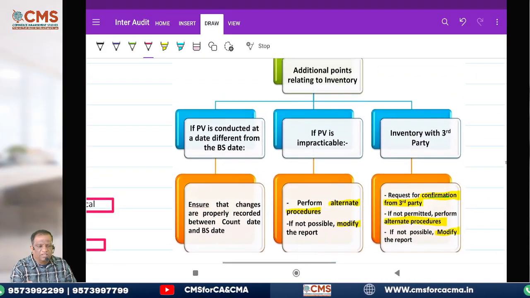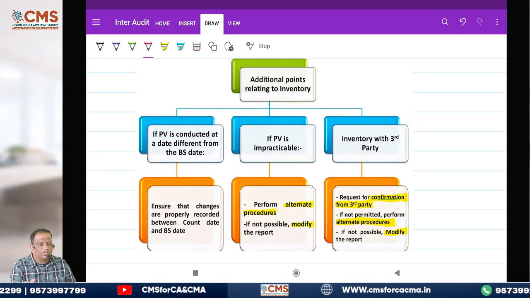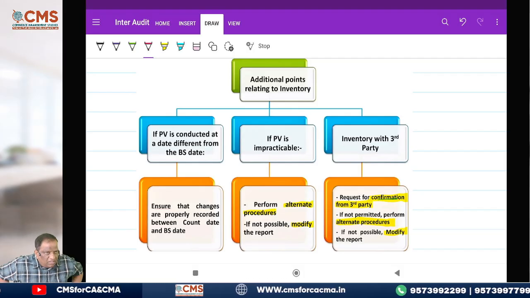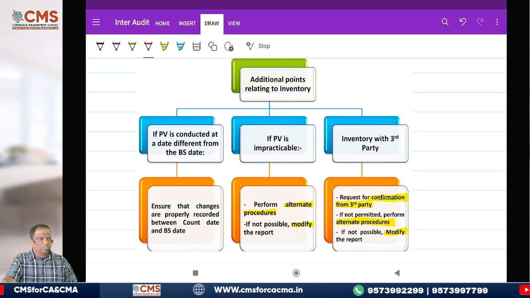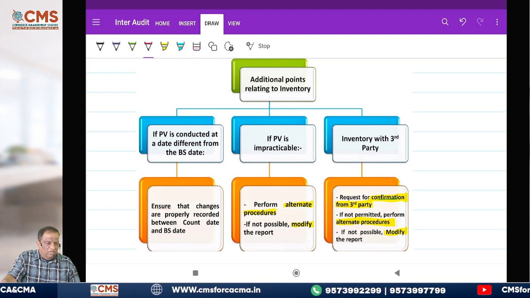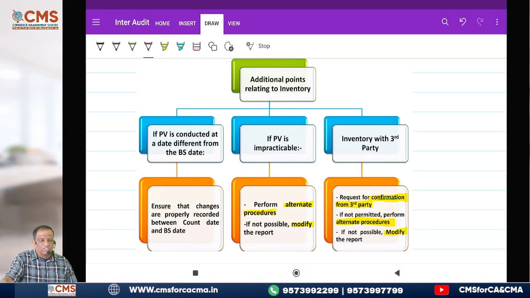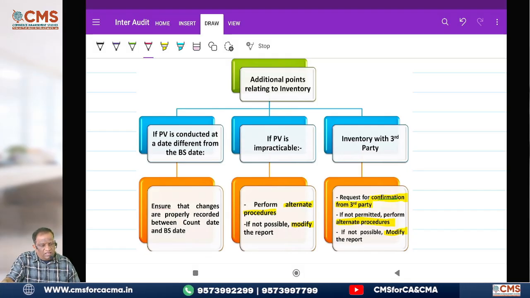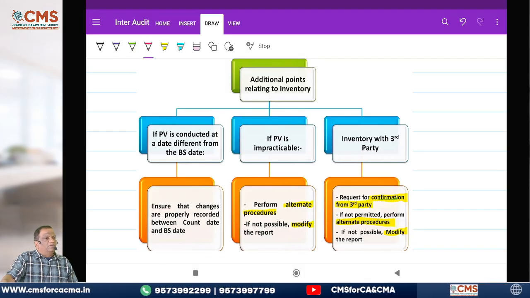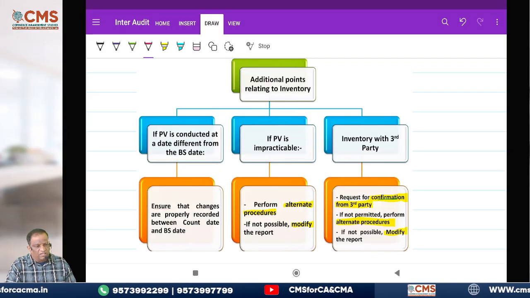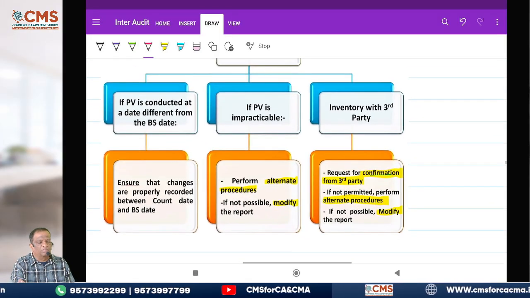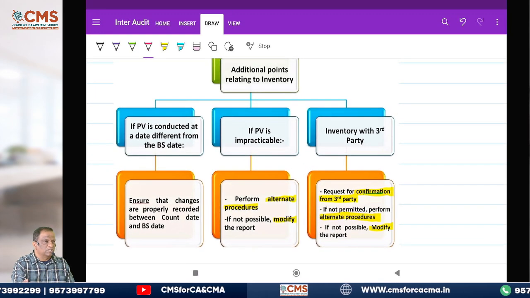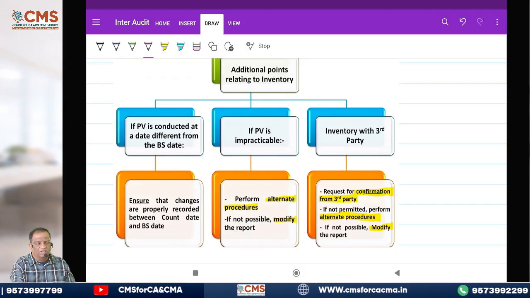Then I'm directly getting into the summary. The additional point talked about in SA 501 is: is it necessary for the auditor to conduct this physical verification only on the balance sheet date? Because we are certifying inventory as on the balance sheet, and inventory is a dynamic number. It's a current asset. So when I am certifying the value as of 31st March, do I have to verify it only as of 31st March? That is the question. Not necessary. The auditor can conduct the PV on any other date also, apart from the balance sheet date. But if he is not conducting it on the date of the balance sheet, then he must ensure that the changes are properly recorded between the count date and the balance sheet date. So the answer is yes, he can do it, but he has to reconcile between the two dates. He has to work backwards or forward depending on when he is doing it.